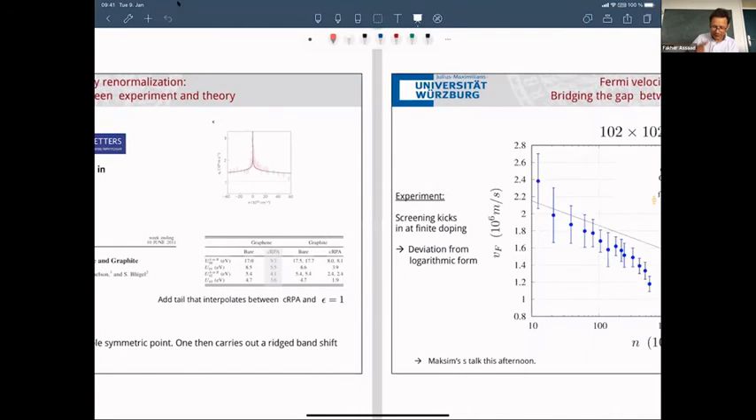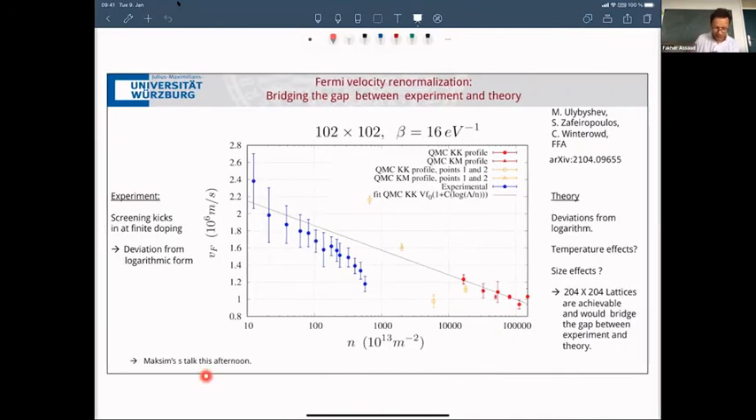So here's just a glimpse of the results, and you should go to Maxime's talk this afternoon if you want to hear more. This is the doping density, the density away from half filling, and this is the Fermi velocity renormalization. This is experiment, right? And this is Monte Carlo data on 102 lattices at rather high temperatures. The first thing you should see, and I thought it was absolutely remarkable, is that you can put a line between here and here, and that the experiments and the numerics agree. That's absolutely remarkable. But then we want to go beyond this.